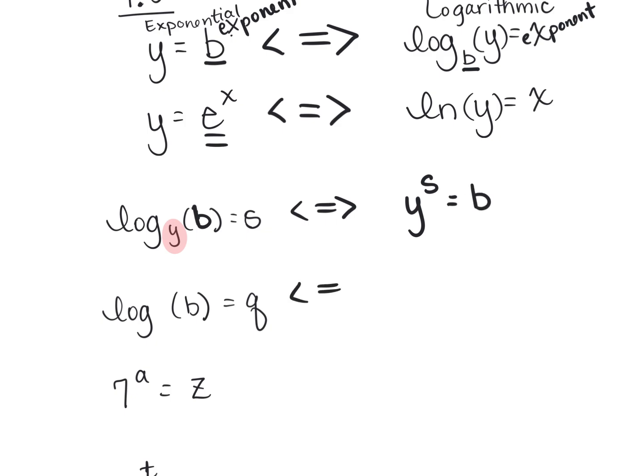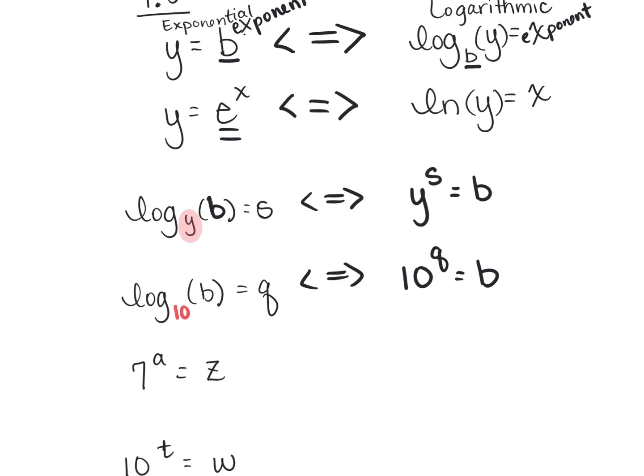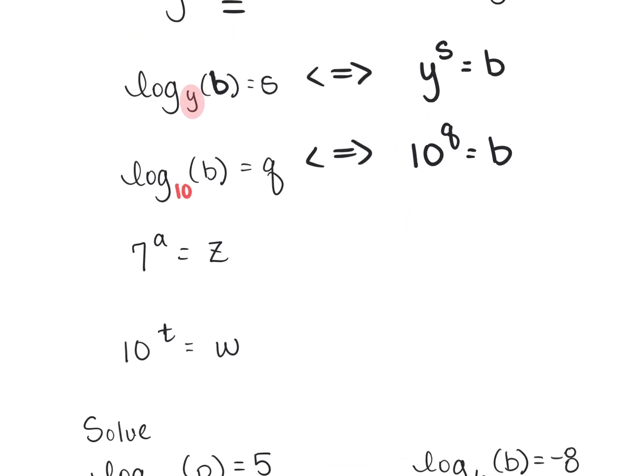So for this one, I have a log that has nothing written, so this is understood very clearly to be 10, okay? So anytime there is no base included, it is going to be a base of 10. So again, we take that base of 10 in red, and it now becomes your big base 10. Q is your exponent, so it goes with the 10, and that will be equal to b again. All right, so that's going from logarithmic to exponential.